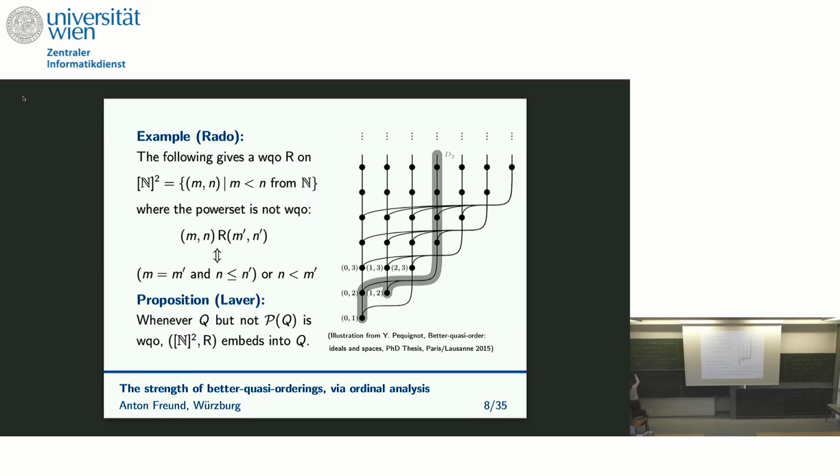So the claim is that if you take the power set of pairs with this relation R, then this is not a well-quasi-order. To show that it's not a well-quasi-order, we should show that there's a bad sequence, some sequence where no element is dominated by a later one. And the bad sequence simply consists of the columns.